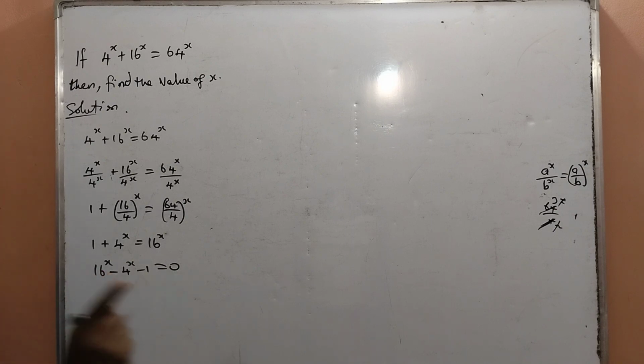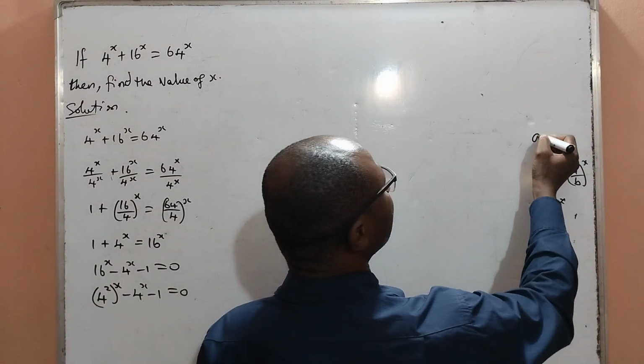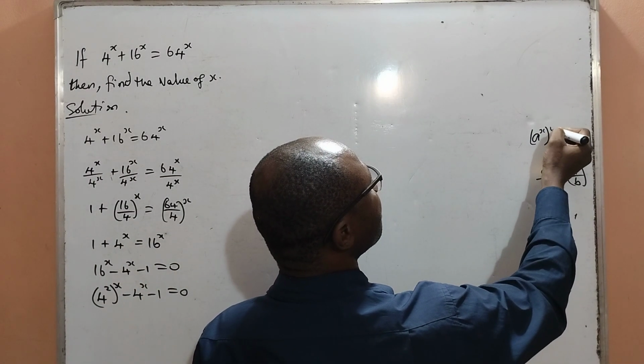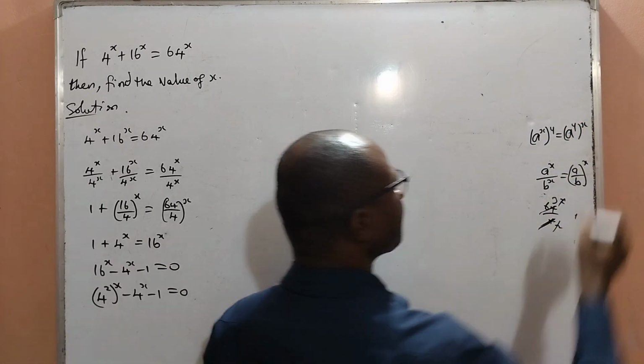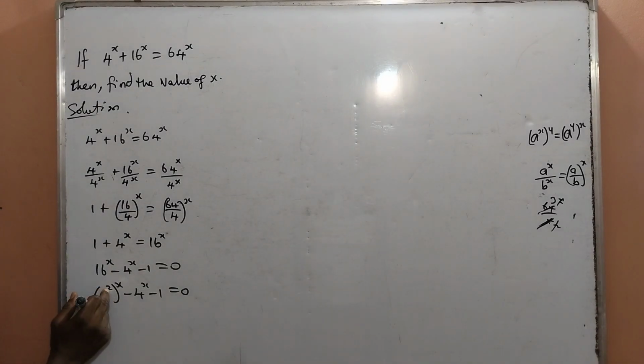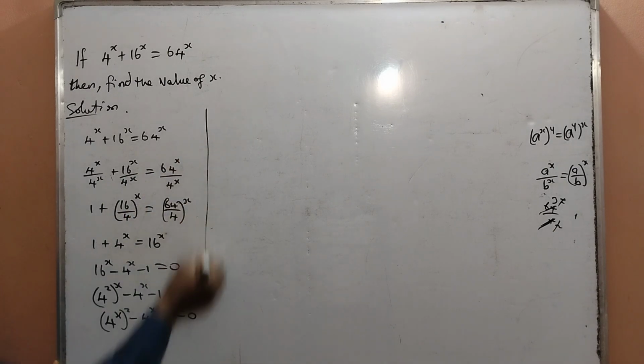Also, 16 is the same thing as 4 raised to the power 2. So I have 4 raised to the power 2 into x minus 4 raised to the power x minus 1 is equal to 0. Okay, if I have a raised to the power x into y, it can be switched and written as a raised to the power y into x, because multiplication is commutative. That means I can switch 2 and x, the exponents, to get 4 raised to the power x, all raised to the power 2, then minus 4 raised to the power x minus 1 equal to 0.